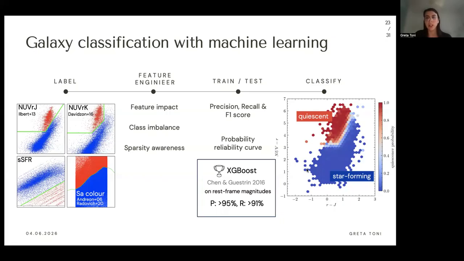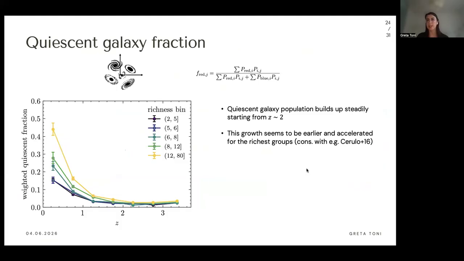We used this information to then compute the quiescent galaxy fraction, the fraction of quiescent galaxies inside each group, using the probability of being a member of the system conditional to the probability of being red or blue, quiescent or star-forming. And we found that the quiescent galaxy population seems to build up steadily, starting from around redshift 2. And this growth seems to be also slightly earlier and accelerated for the richest groups, which is interestingly consistent with other studies on more massive and more local clusters.